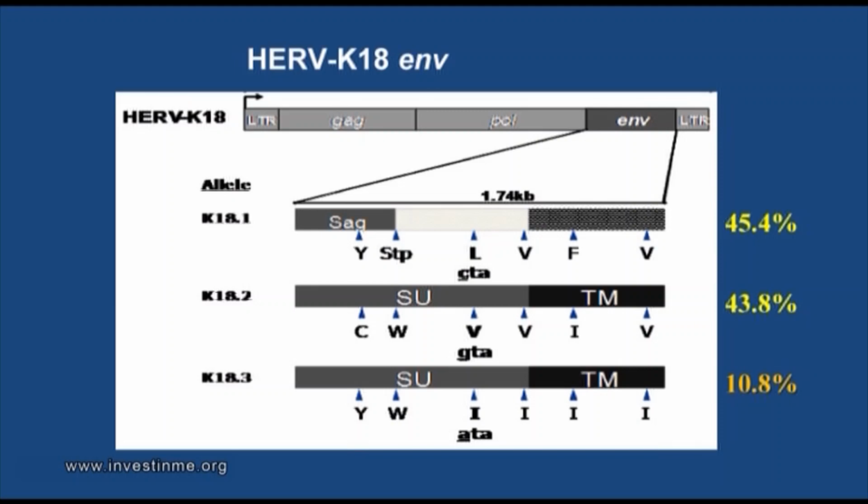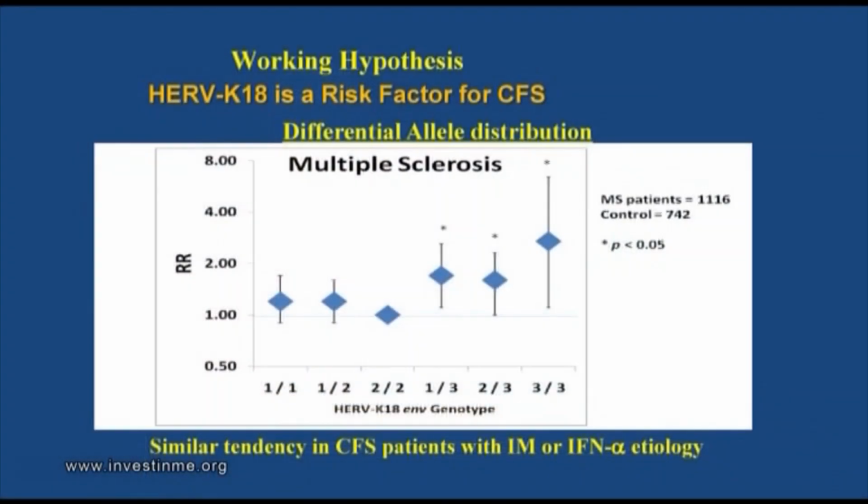So our first hypothesis was that maybe this K18.3 had some special superantigen activity, and maybe we should type patients for the alleles and would see a correlation. And so basically the working hypothesis is that K18 could be a risk factor for chronic fatigue. Turning on, I should say, of K18 is a risk factor for chronic fatigue. So the first, as I said, is we thought there could be differential allele distribution, that maybe allele 3 had some detrimental effects.